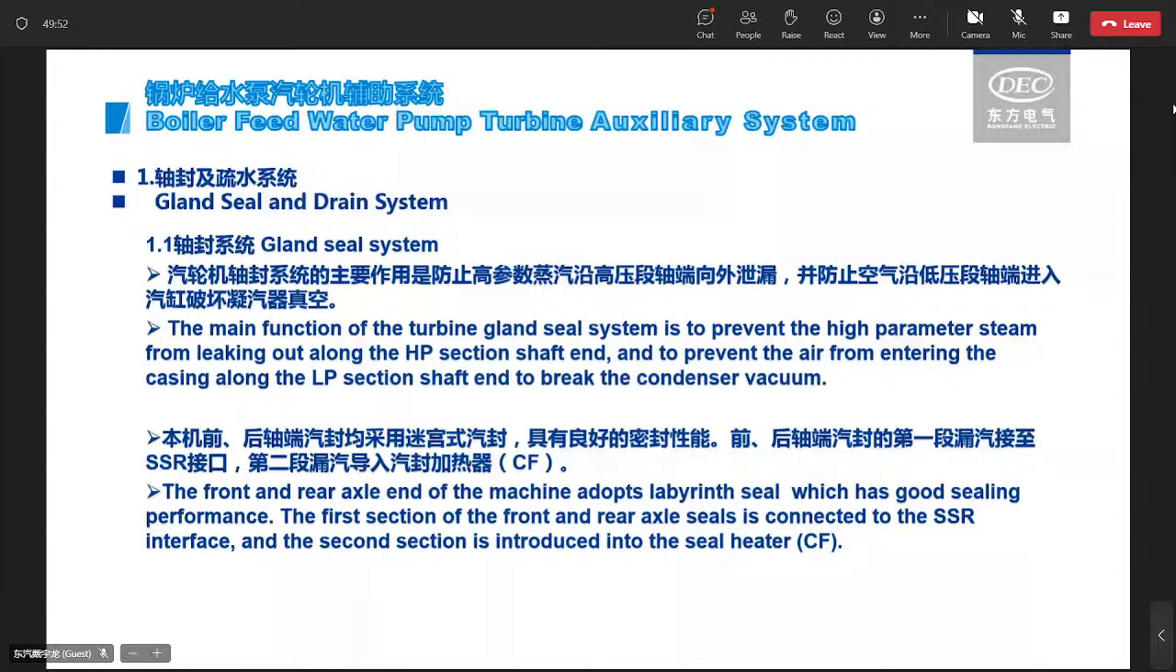Yeah, the seal heater, and there is a CF in the bracket. The CF is the Chinese short name for the seal heater. The seal heater is actually the gland seal heater for the large steam turbine.